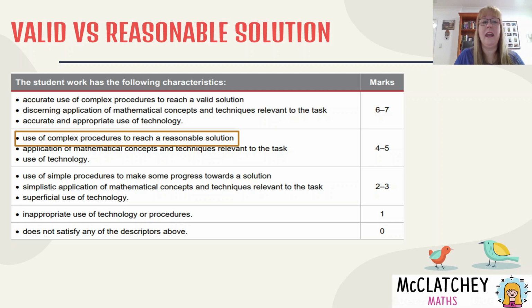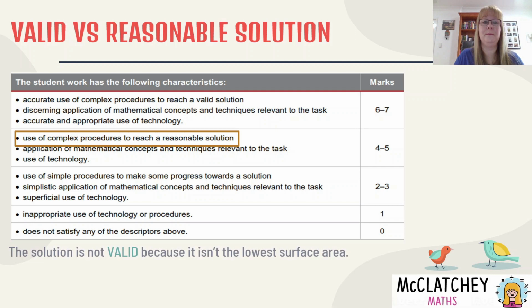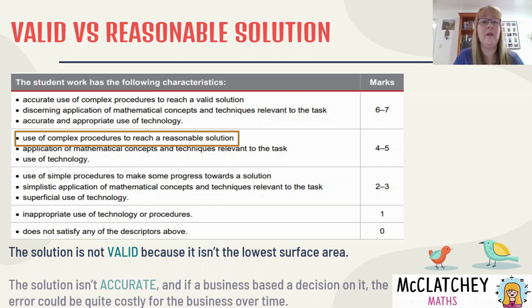So it would not actually be an accurate use of the complex procedures. It would just be that the complex procedures were used, but not accurately. So that would drop you down to the next box. And it wouldn't be valid because it wouldn't be the lowest surface area that could be used in the context of that situation. So therefore it wouldn't be correct. And if a business did have to rely on that decision, it could be quite costly in the long term for that business to rely on that.